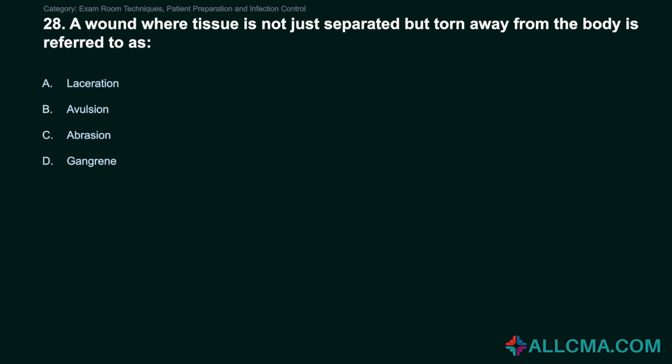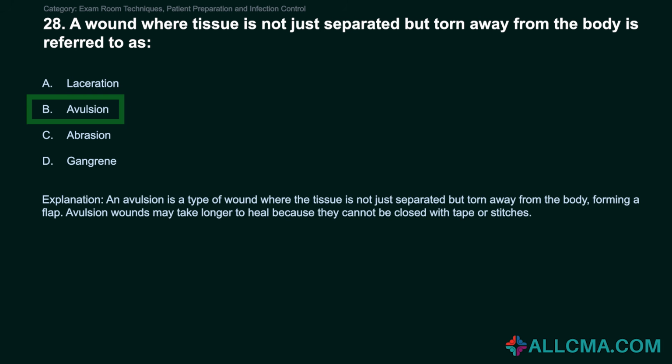28. A wound where tissue is not just separated but torn away from the body is referred to as A. Laceration. B. Avulsion. C. Abrasion. D. Gangrene. Correct answer: B. Avulsion. An avulsion is a type of wound where the tissue is not just separated but torn away from the body, forming a flap. Avulsion wounds may take longer to heal because they cannot be closed with tape or stitches.